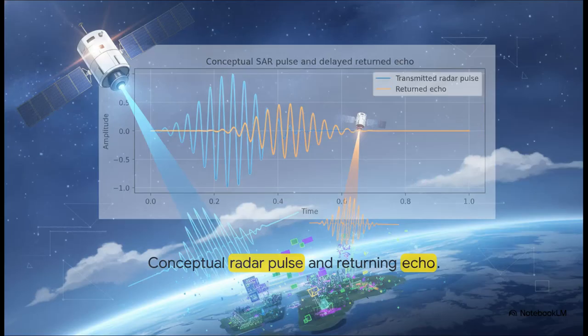Just imagine the journey of that radar pulse. A large transmitted wave leaves the satellite and travels all the way down toward Earth. Then there's a delayed returning echo. Now that echo is delayed in time and it's much weaker in amplitude. Why? Because that energy had to travel all the way down to the Earth's surface, bounce off something like a building or a mountain, and make the incredibly long trip back up to the sensor.